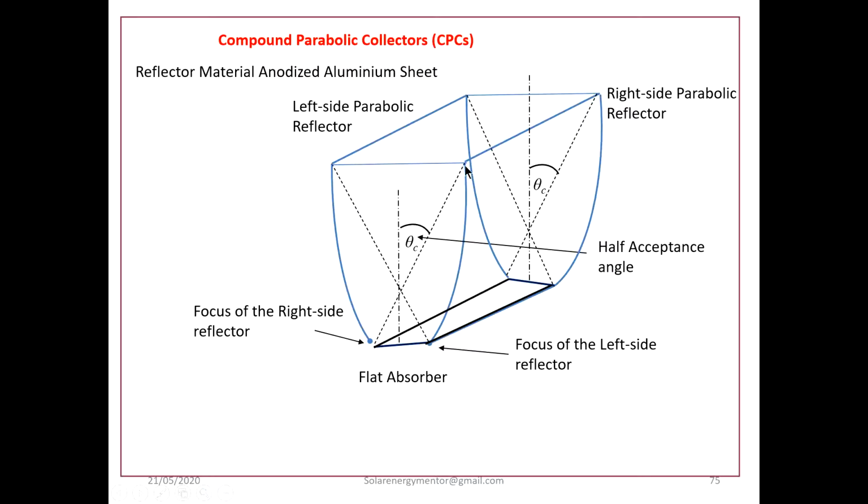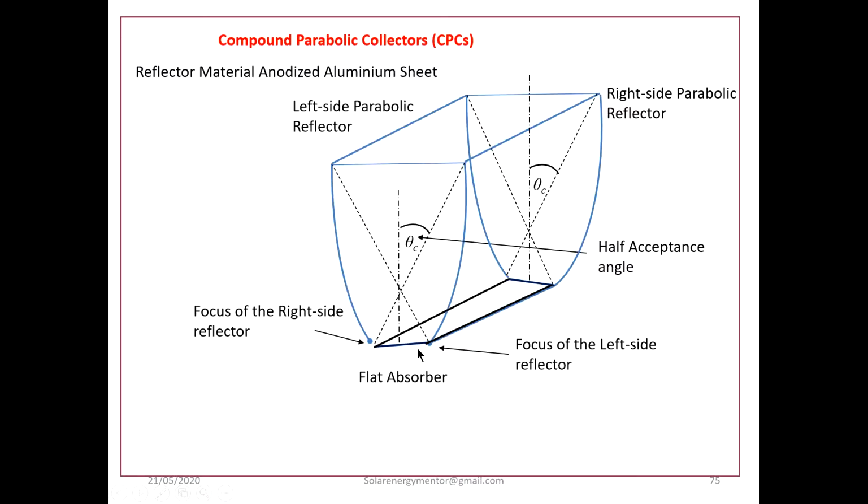Nowadays anodized aluminum sheets are available with a reflectivity of say 95%. So very good anodized aluminum sheets are available which are flexible again. So you can make a parabolic profile of reflector like this. So this is a left side parabolic reflector and this is a right side parabolic reflector. Solar energy is incident on these surfaces and then it is concentrated on this absorber.